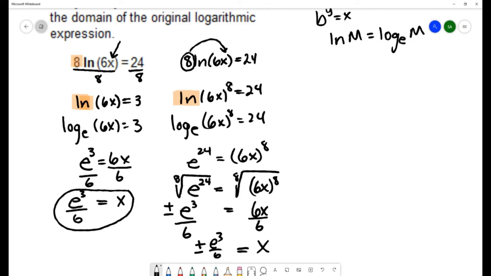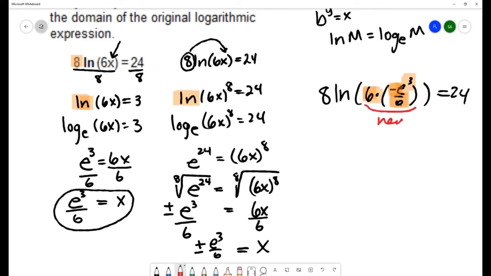We've already checked the positive e to the third over 6. So let's check the negative. If I have 8 natural log of 6 times a negative e cubed over 6 equals 24, we have a negative number, dividing by a positive is still negative, multiplying by positive is still negative, so that's going to give a negative inside of our logarithm. So x equals positive e cubed over 6 is our solution. The negative e cubed over 6 has to be excluded.